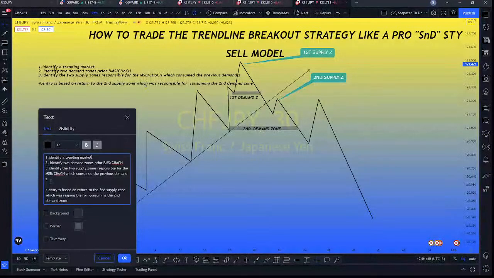The second is identify the demand zone before the break of structure or before the change of character. Number 3, you identify the supply zone which is responsible for consuming the two demand zones. And number 4, which is the key point, our entry is based on the return to the second supply zone that was responsible for consuming the second demand zone.